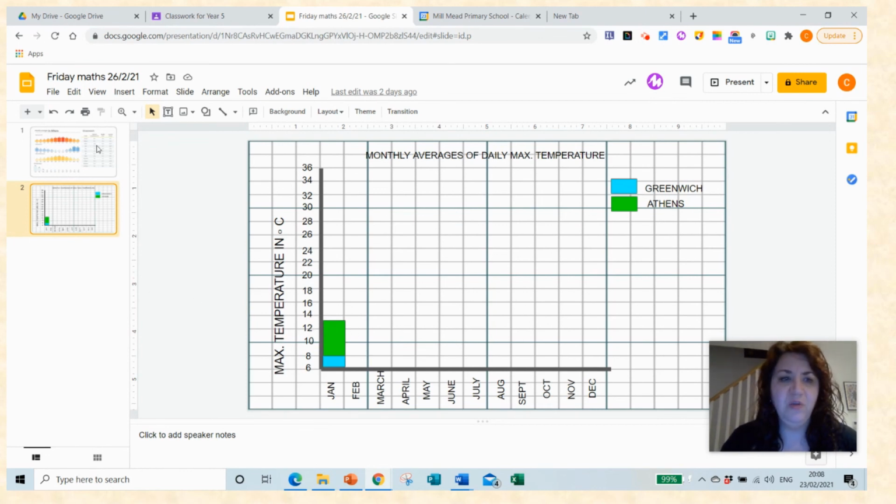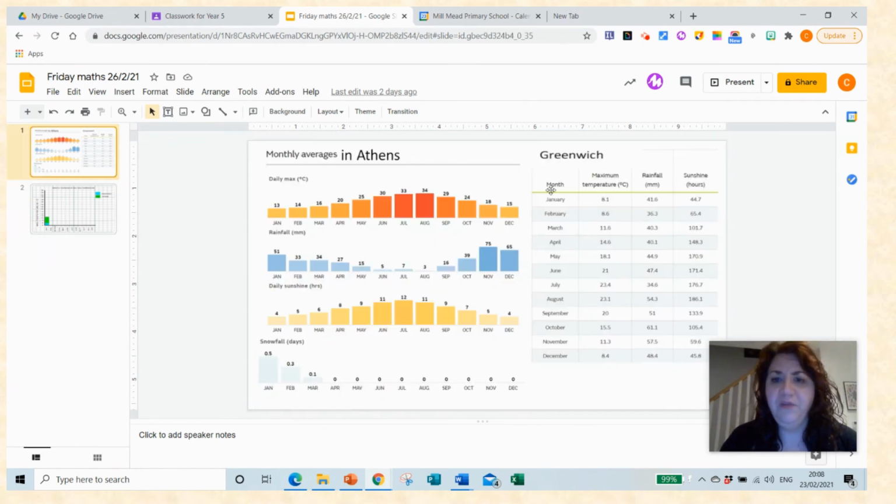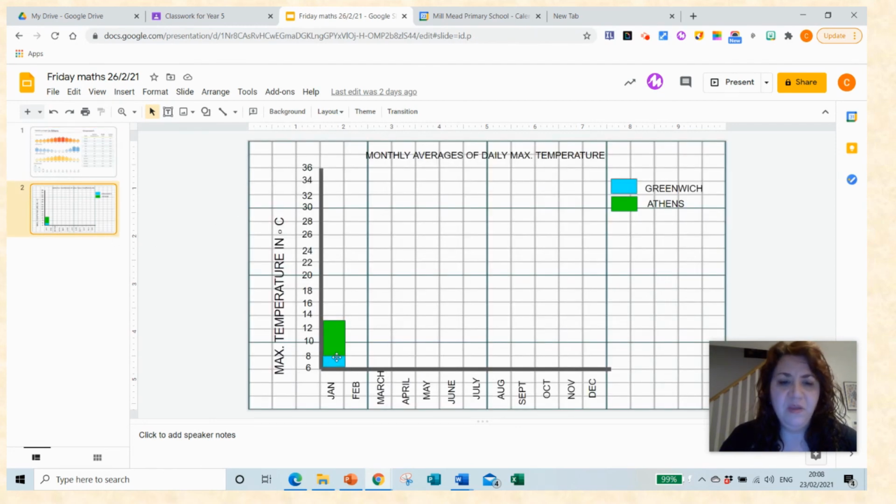If I show you what I did with January, for Greenwich it was 8.1, which rounds down to 8, not to 7, remember, to 8. And then Athens was 13. So I drew the bar up to 8 for the blue colour, which is Greenwich, this bottom bar, and then the one above it went up to halfway between 12 and 14, which is 13. So you can read that off as 8 for Greenwich and 13 for Athens.